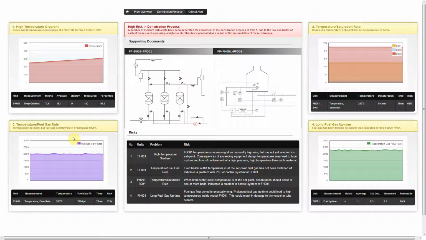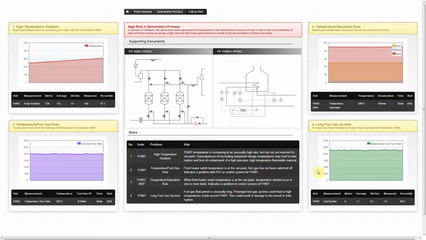Number 3 is another rule-based alert. So this one is saying if our temperature is at the set point, we would expect to see our fuel gas turn off relatively soon. Because the fuel gas has not turned off in the last 20 minutes, yet the temperature is still at the set point, we would consider this quite odd.